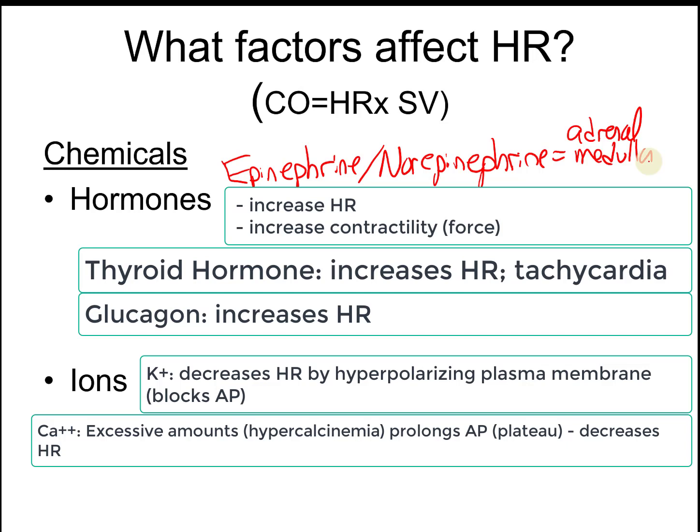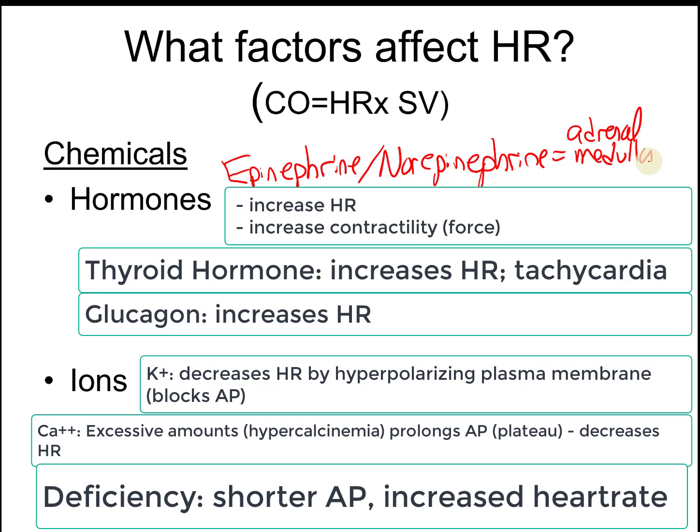Deficiencies in calcium cause a shorter action potential for the same reason. It shortens the plateau, meaning the action potential is shorter, and so the heart rate is quicker. And again, these aren't very common. The major effect of calcium on the heart is on contractility.